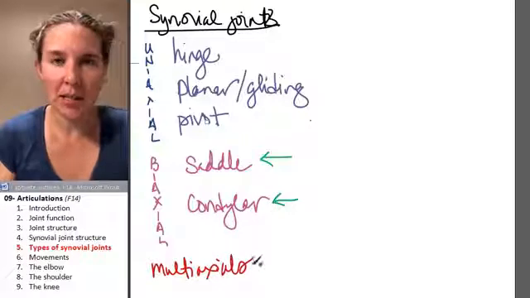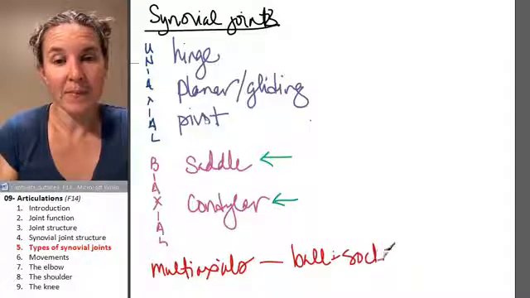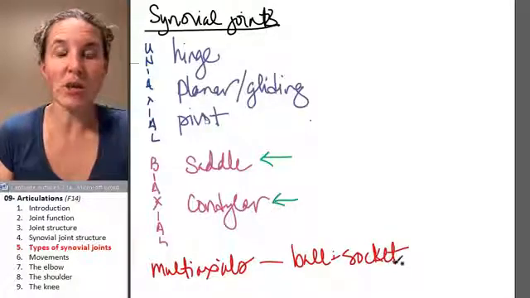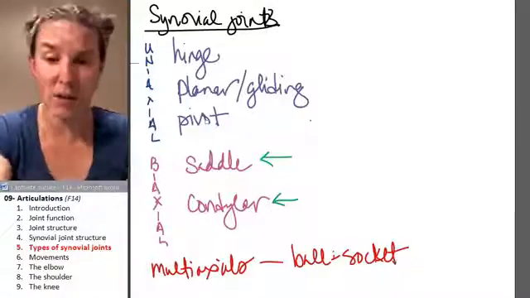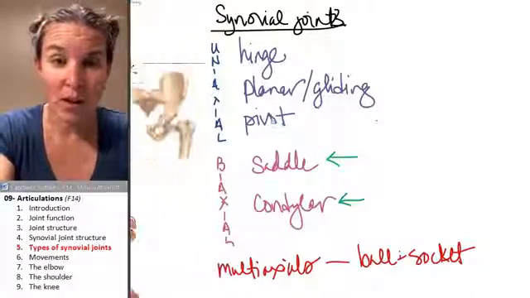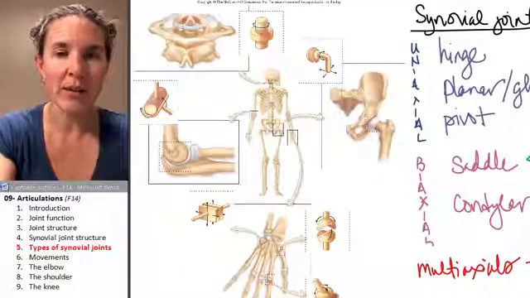And then our multiaxials. Give me an example. We can go everywhere. These guys are ball and socket. These are ball and socket joints, and your shoulder and your hip are examples of that. Okay, let's go look. Ready? Oh, what do you know? I've got them right here. How great is that? Let's go.